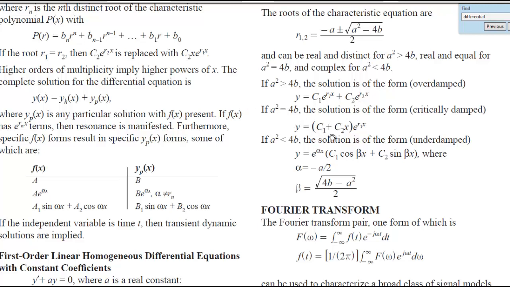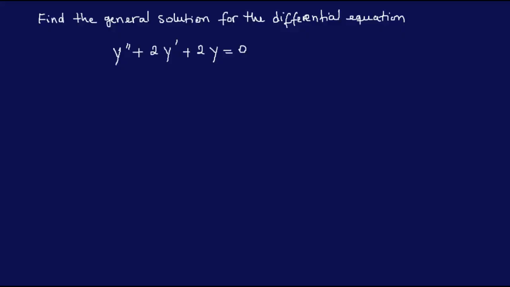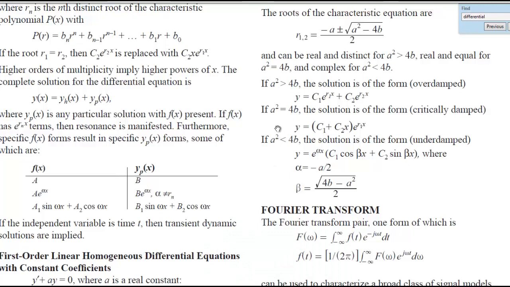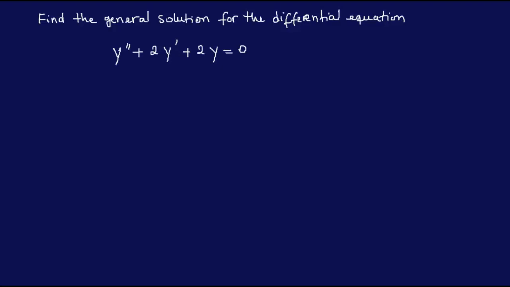So I go straight to the page. It's very search friendly, so you just type in whatever it is that you're dealing with. I just typed in differential and it brought me to this page. Now the question here is a second order differential equation. I'm going to have to rewrite this into this particular form, so that I look at if a squared is greater than 4b, to see what the form of the solution is supposed to be. So I'm going to have to rewrite this in that form of r's.